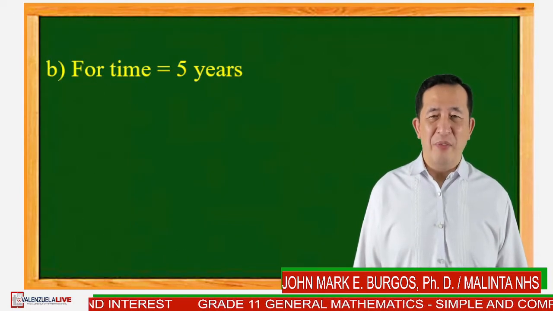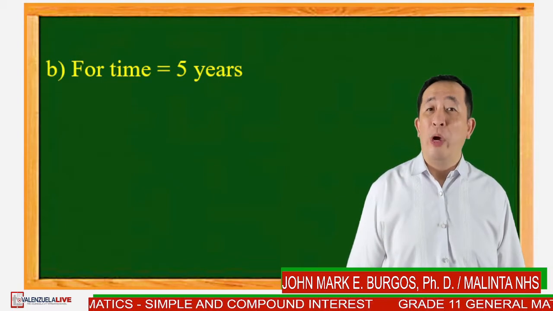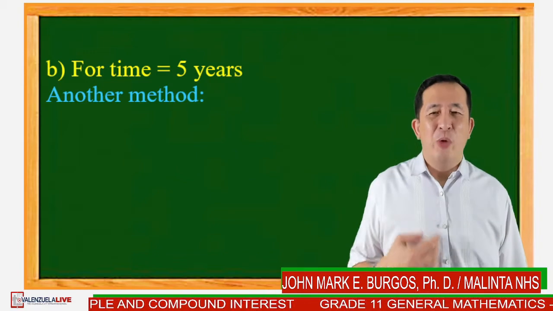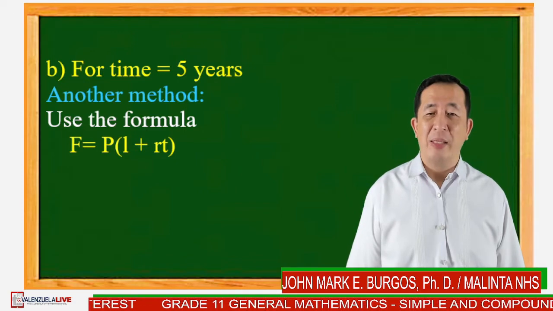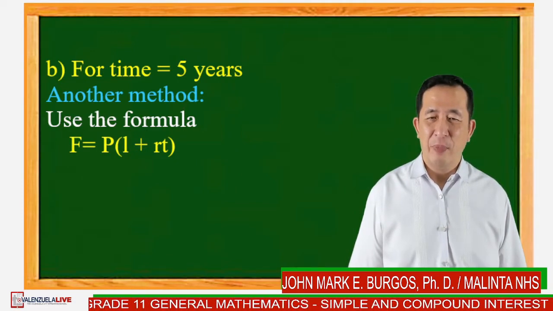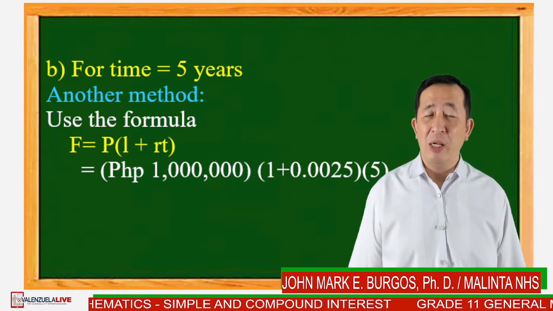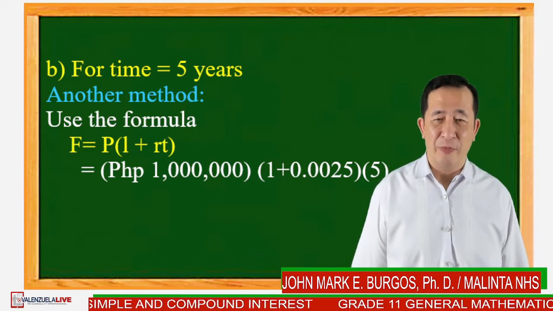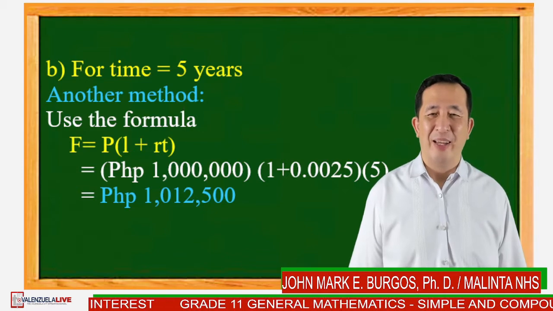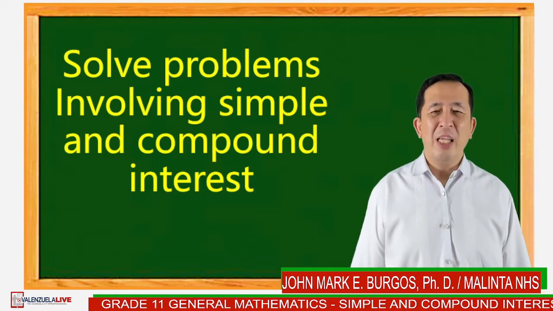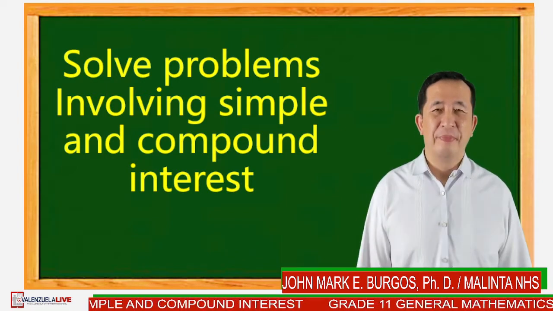Again, in computing the maturity value for 5 years, we can use another method. We can use the formula F is equal to P quantity 1 plus R times T quantity. To substitute the values, we have 1 million times 1 plus 0.0025 times 5. The maturity value will be 1,012,500 pesos.